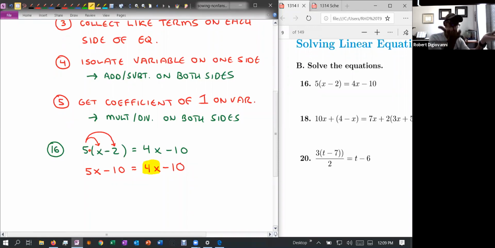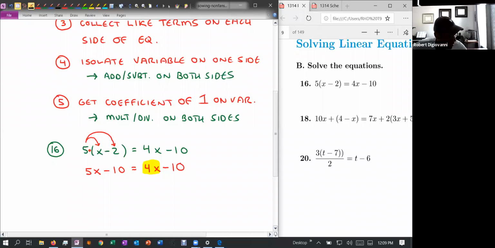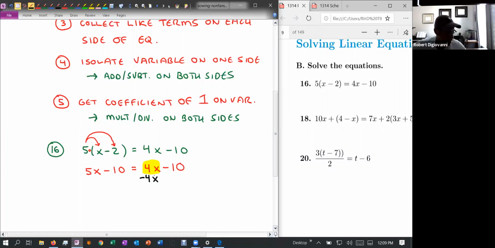So again, this goes back to the scale. If I don't want 4x on one side, what do I have to do to get rid of it on that side? You subtract it since it's a positive 4x. So you subtract 5x by 4x. That's right. Because it's implied that it's a positive 4, I'm going to have to take away a 4x on this side of the equation. And whatever you do to one side of the scale, you have to do to the other. So I'm going to take away 4x on the left side at the same time.